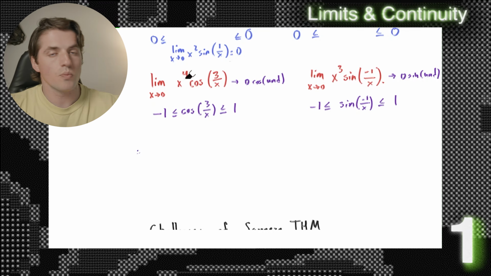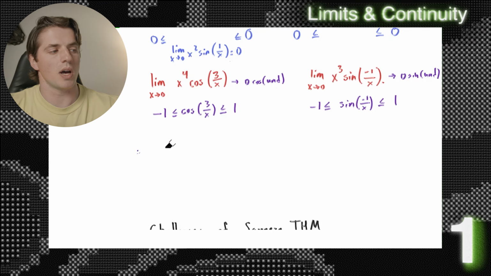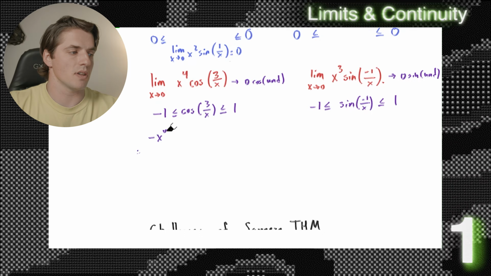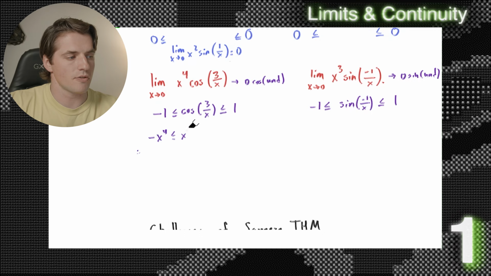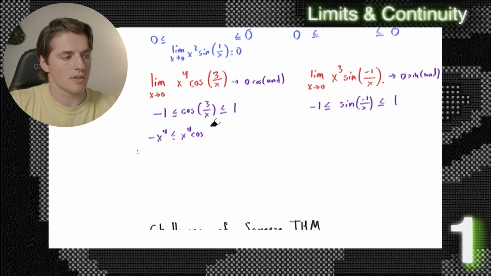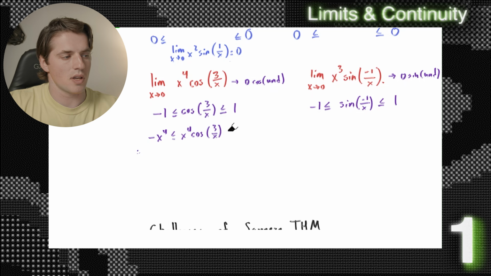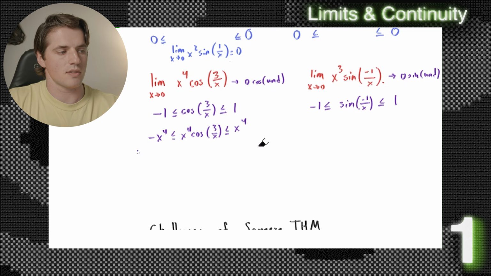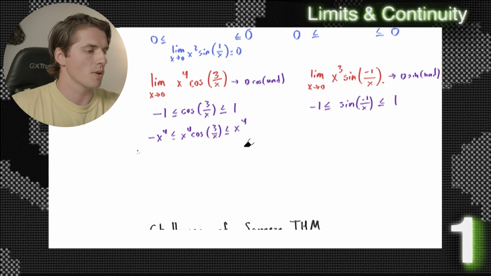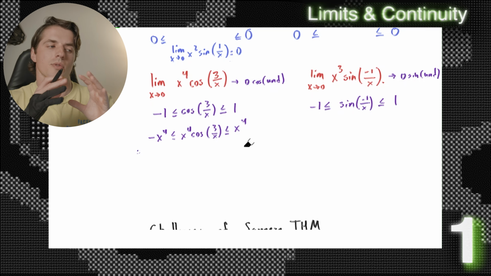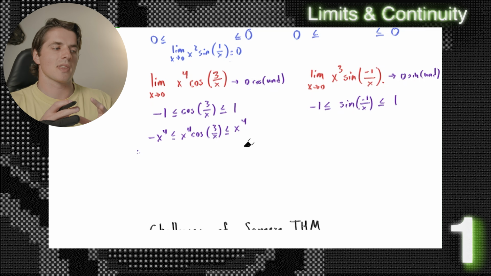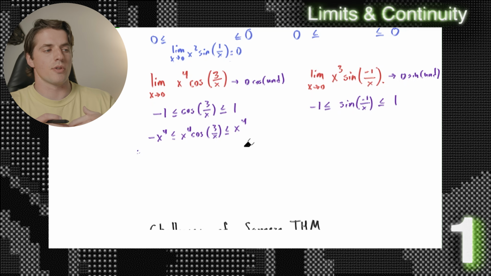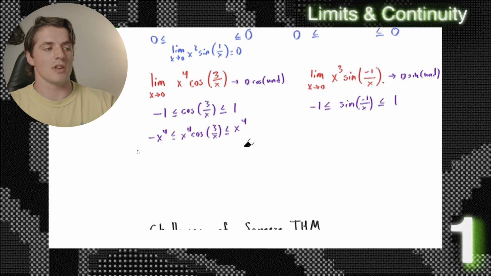And then we can multiply both sides by the function in front of cosine. Negative x to the 4th, x to the fourth cosine 3 over x is equal to x to the fourth. Okay, so the question at this point is, is negative x to the fourth always less than or equal to x to the fourth?